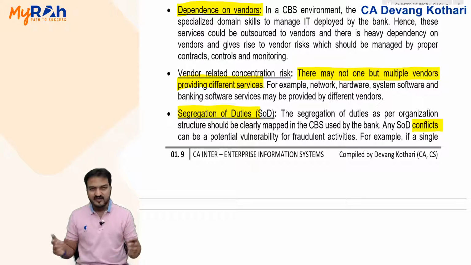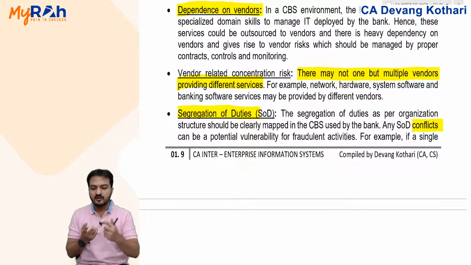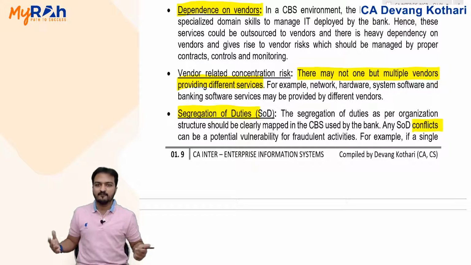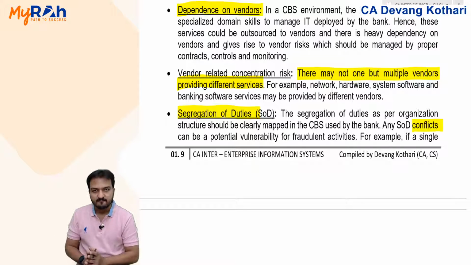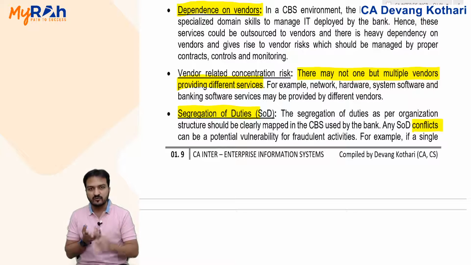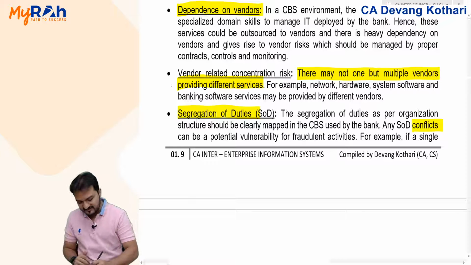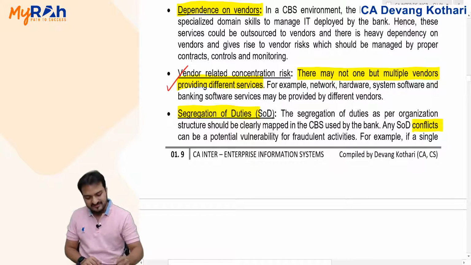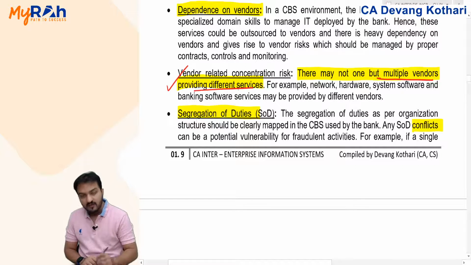The same way, in case of company networks, when they are using technology, there are so many different vendors. A different company has given hardware, a different company has given the networking devices, a different company is providing the network services. So if I am facing a problem that my software is not working, I call the software people, they say no, it is a hardware problem. I call the hardware people, they say no, it is a network problem. I call network people, they say no, it is a communication problem, BSNL's problem. So they might keep blaming things on one another. That is vendor concentration risk because there are multiple vendors providing different services.